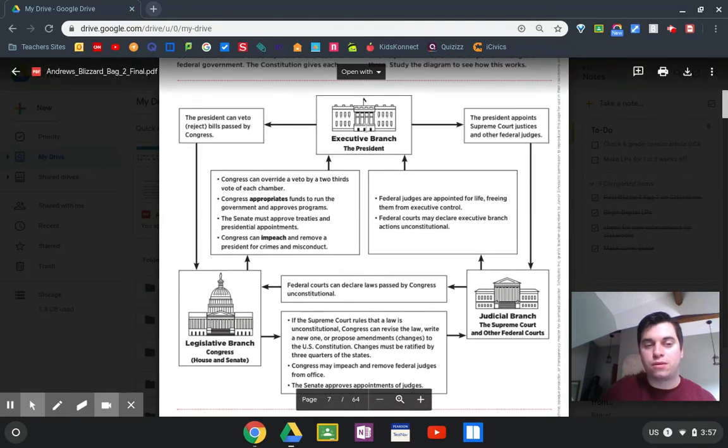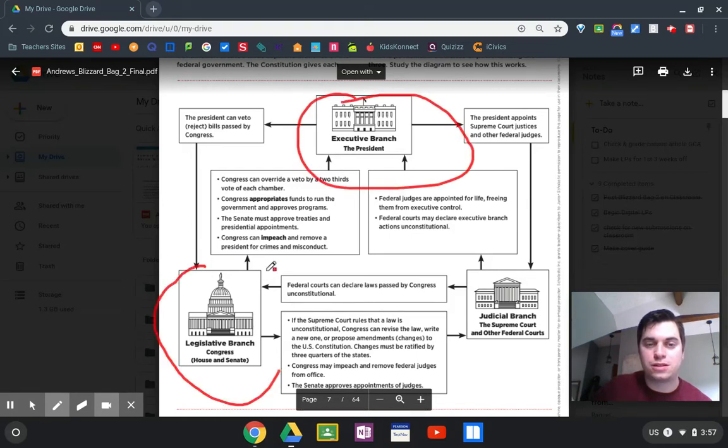So again, we have the three branches of government. I'm going to try my best to draw on this so you can see it. If it's all janky, apologies. But again, three branches. We've got one here: executive branch, legislative branch, and our judicial branch. Those are the three branches, represented by three places where these people work.